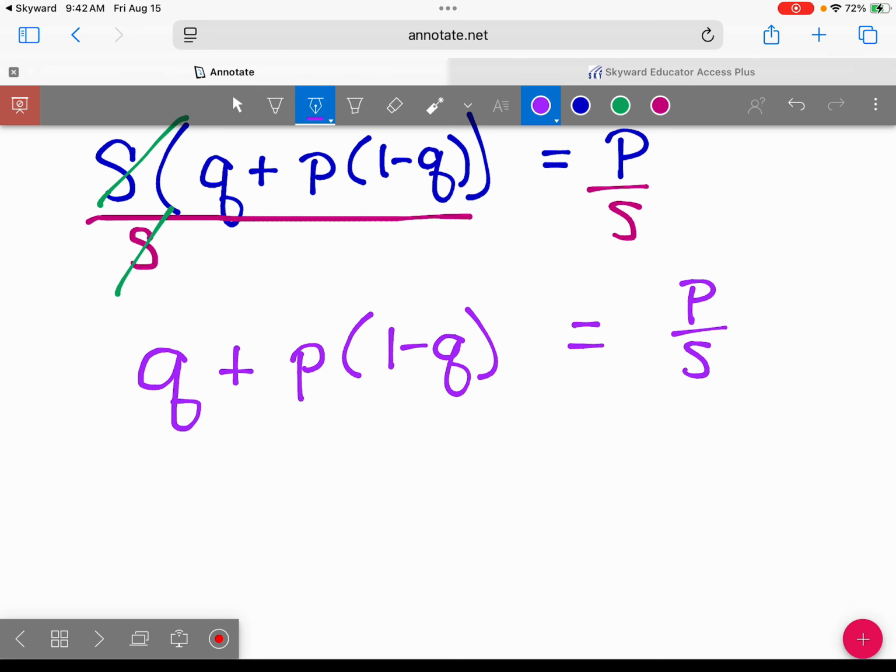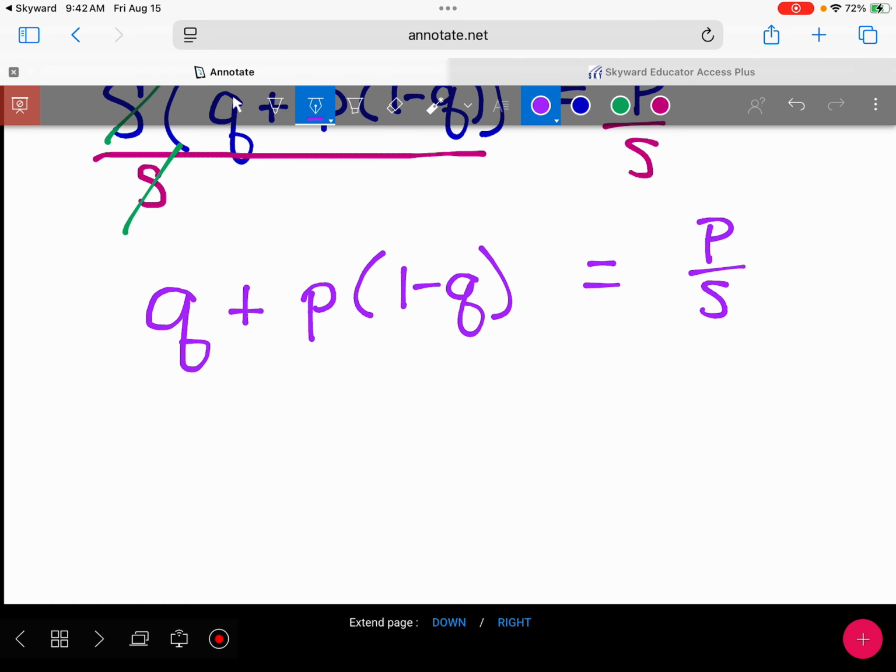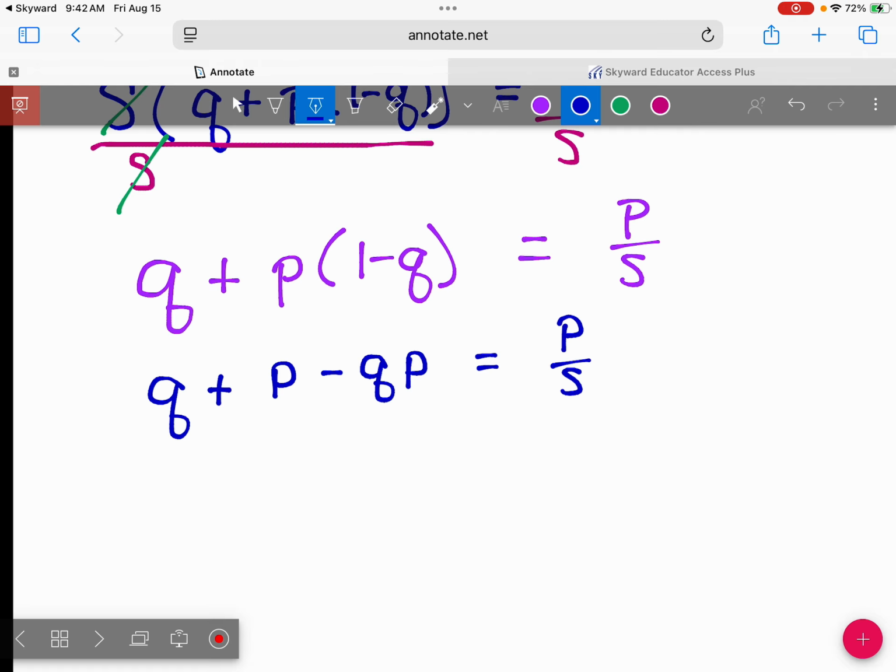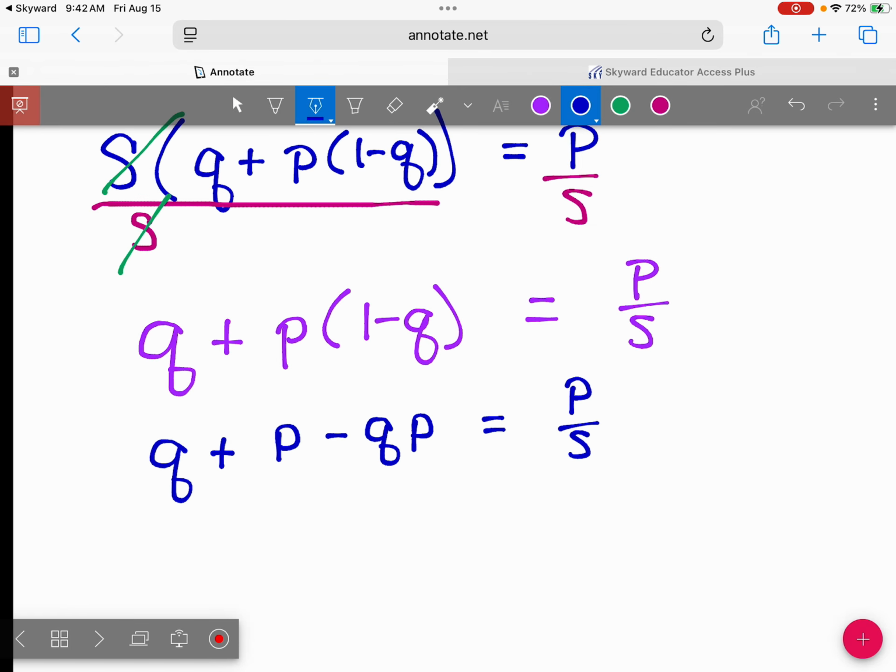Now I have two q's, so now we're going to need to do some multiplying. Now we're ready to distribute. We're going to have our q plus p times 1, just gives me p, minus q times p equals our p over s. Okay, changing the view. There we go, just making it bigger. Questions on that step?